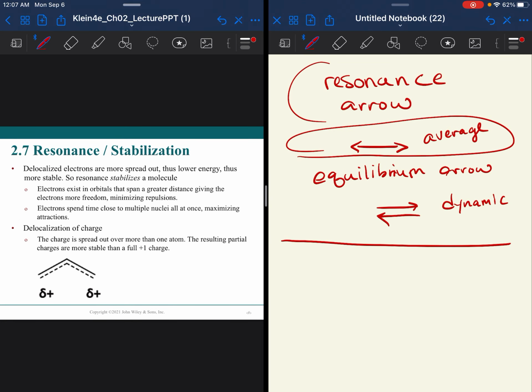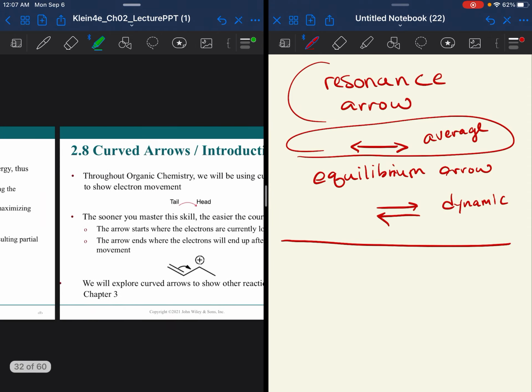And as we mentioned earlier, and it bears repeating, resonance stabilizes molecules. Anytime you have a lot of extra charge, a buildup of negative or positive charge, that's going to be destabilizing. And so if you can spread that charge out, you can spread the electrons out more, that is going to have a stabilizing effect.